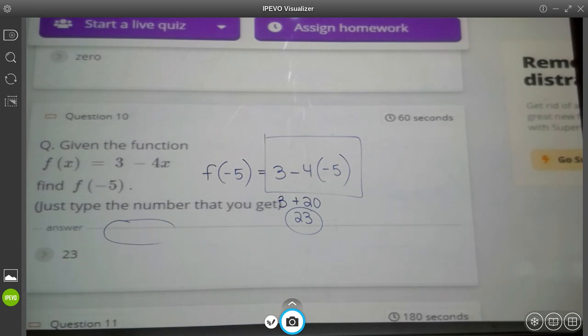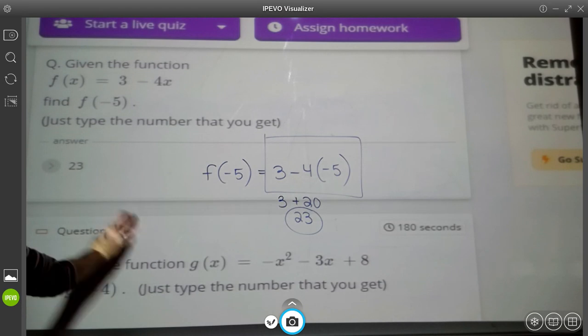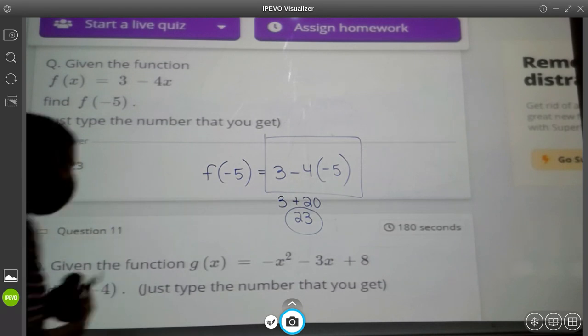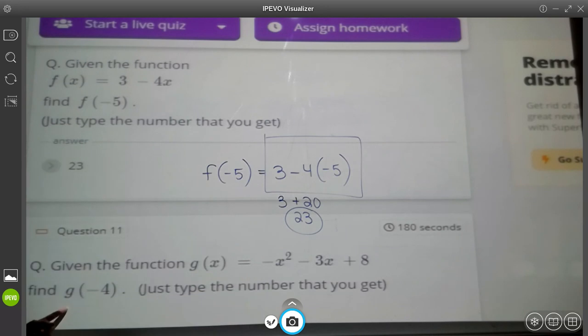All right, so guys, number 11, I just gave you a new function, g of x, and I asked you to find g of -4. So again, I'm going to give you guys a second to find g of -4. Just be careful. You are only squaring x. This negative sign is not included with what you square, so do not put it inside the parentheses.